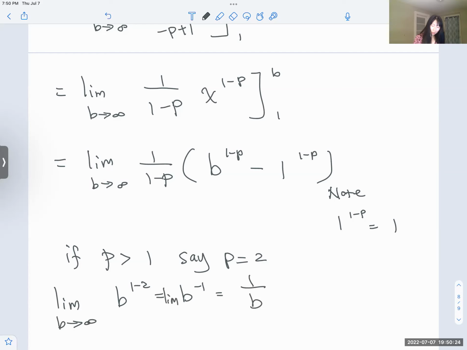What do you get for this one? When b approaches positive infinity, same concept, it is zero, because a small number divided by a huge number is zero. So we can say that if p is greater than one, this part is zero. Then we get the one, okay?